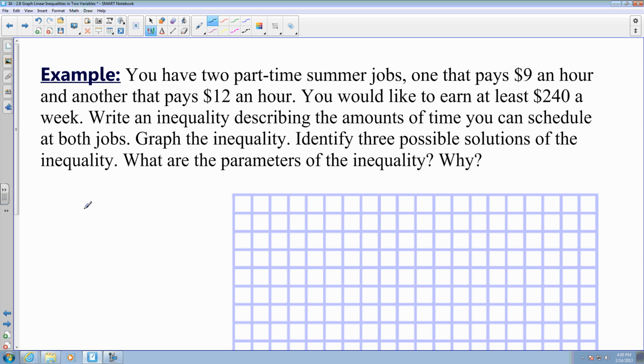And if you enjoy a little story problem, here's one. The example I'm going to show you here is you have 2 part-time summer jobs, one that pays $9 an hour and another that pays $12 an hour. You would like to earn at least $240 a week. Write an inequality describing the amount of time you can schedule at both jobs. Graph the inequality, and then identify 3 possible solutions of the inequality. What are the parameters of the inequality and why?